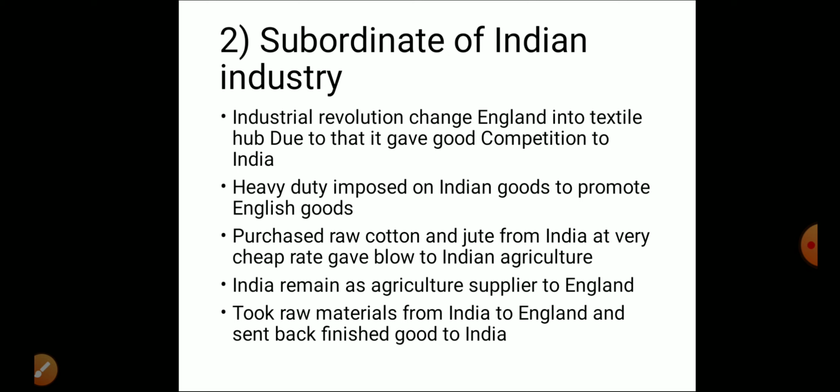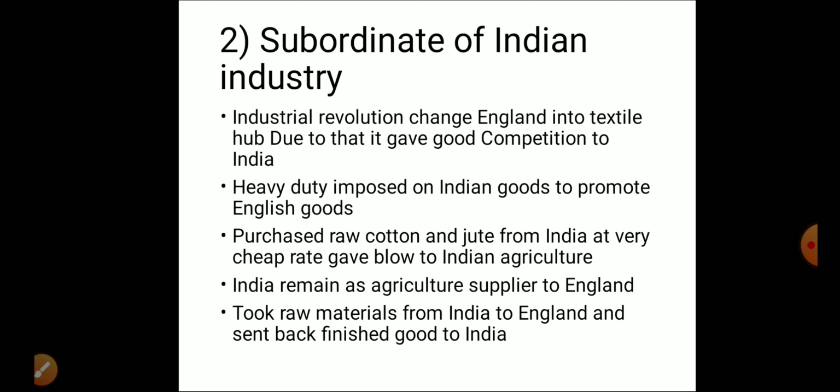They purchased raw cotton and jute from India at a very cheap rate, which already gave a blow to Indian industry. Suppose if Indians would oppose this particular kind of thing, then they would use their money power, muscle power and other things simply to suppress the people of India. India remained only a mere agricultural supplier to England.